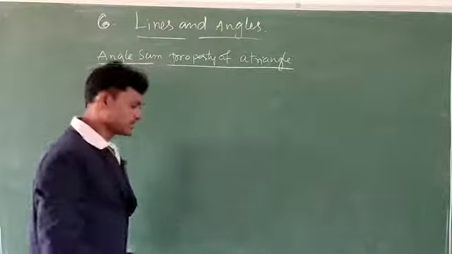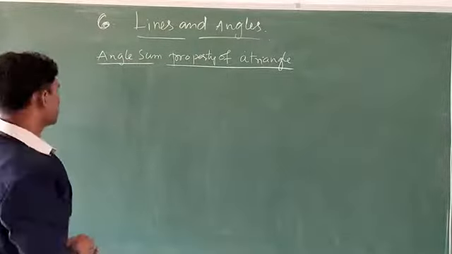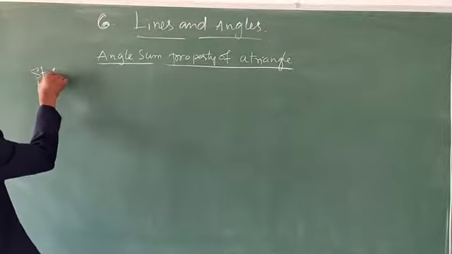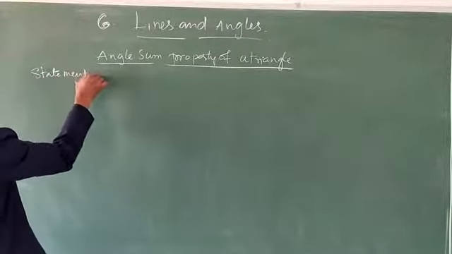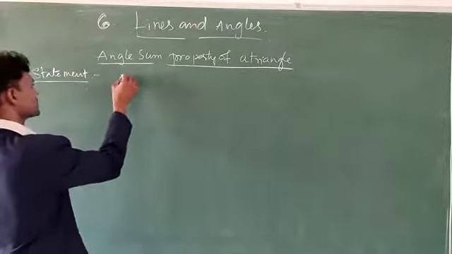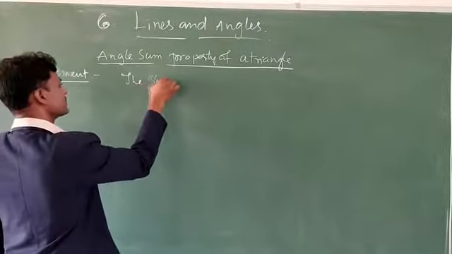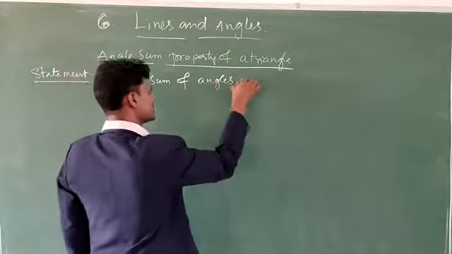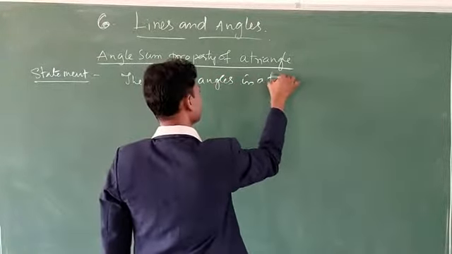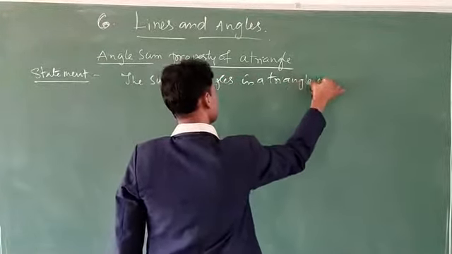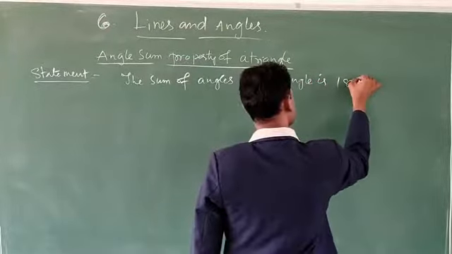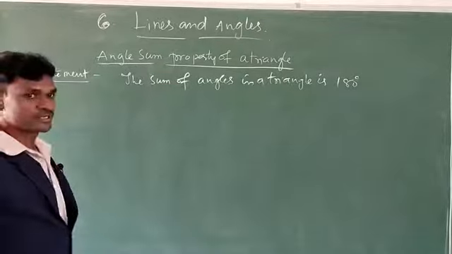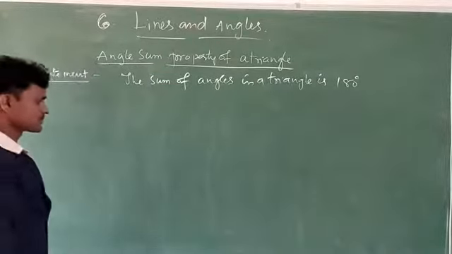See here, the given statement: the sum of angles in a triangle is 180 degrees. This is the theorem. This is the statement.